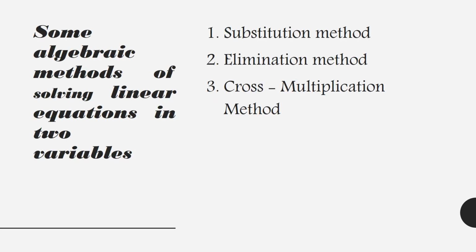Let's have some methods. Generally, these are algebraic methods of solving linear equations in two variables. One is the substitution method, second is the elimination method, third is the cross multiplication method. Let us discuss these three methods one by one.